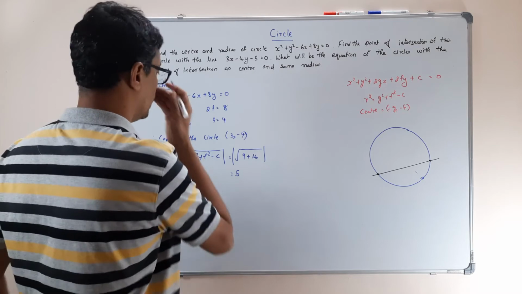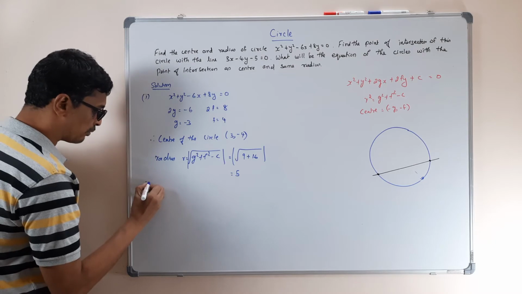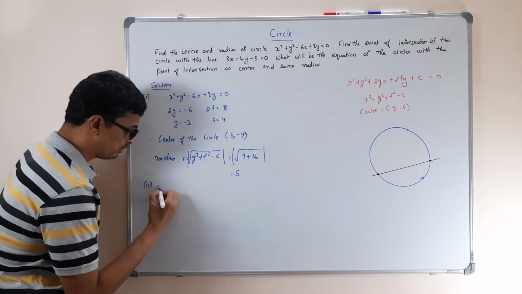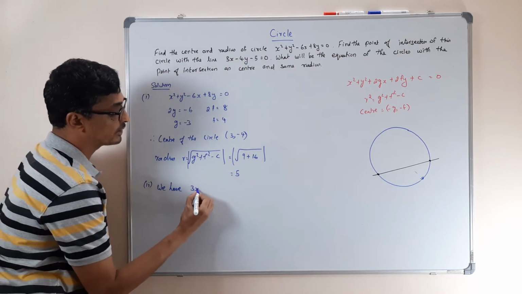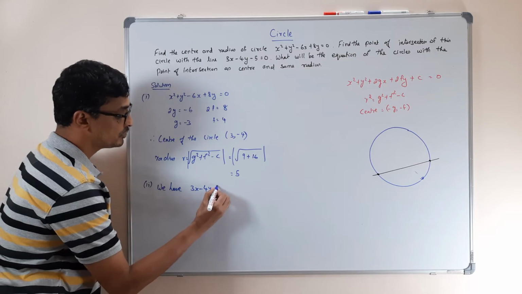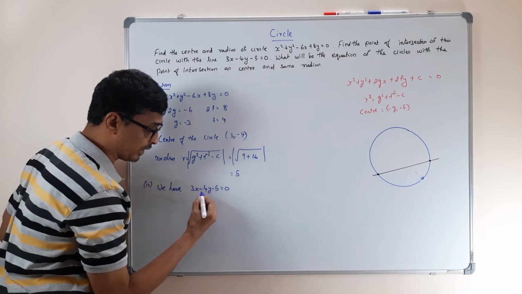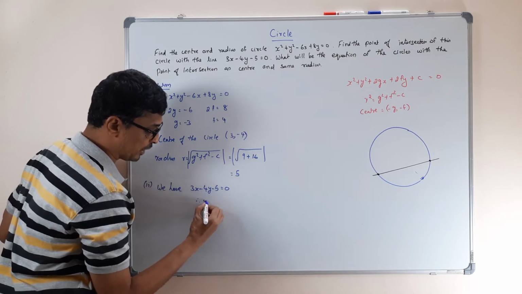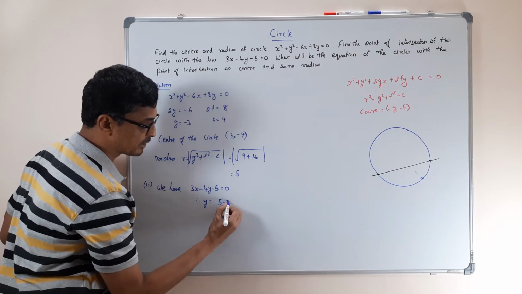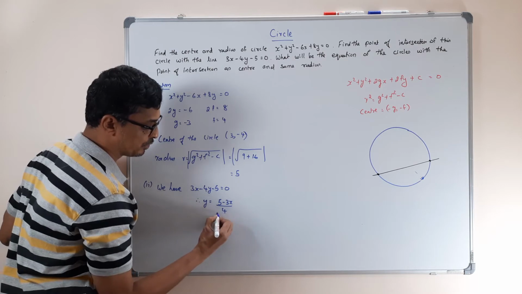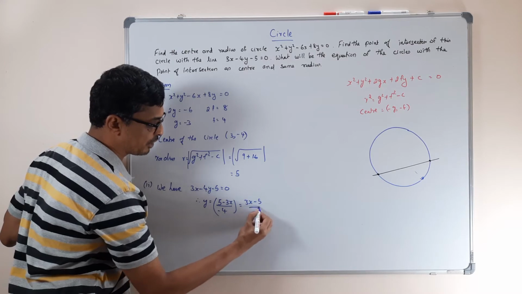So let us take the line. The second part of this is the first part of the problem. Second part, from here we can write 3x minus 4y minus 5 equal to 0. So let us write y here. Therefore, y will be equal to 3x minus 5 divided by 4.